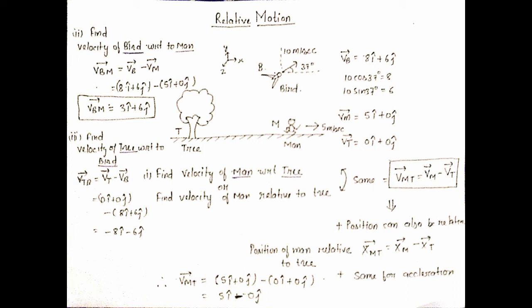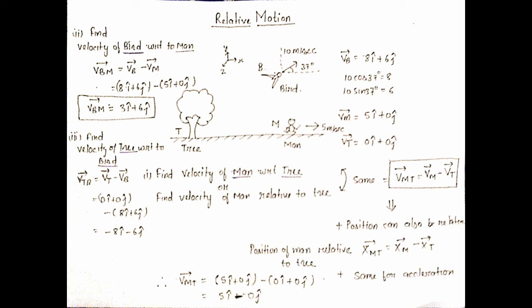And the same concept is applicable for the position vector also, and it is also applicable for the acceleration. How can it be written in position form? The position of the man relative to the tree can be denoted in vector form as XMT equals XM minus XT. Now VMT comes out to be 5 i cap minus 0 j cap. With respect to the tree, the velocity of the man is in x direction only.